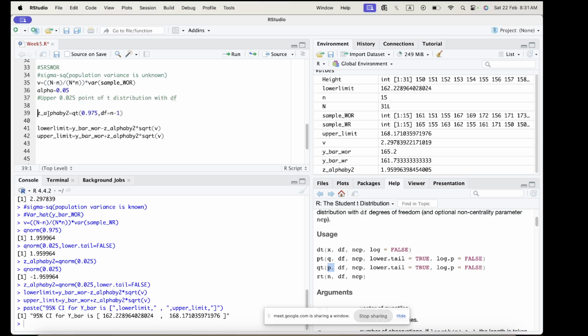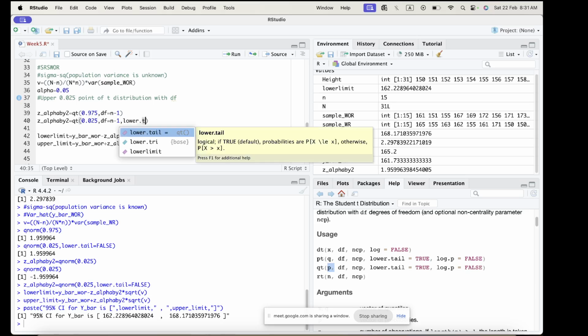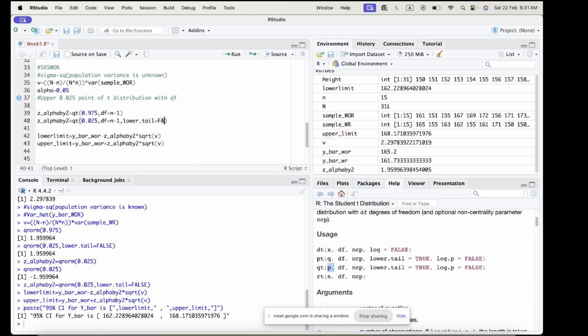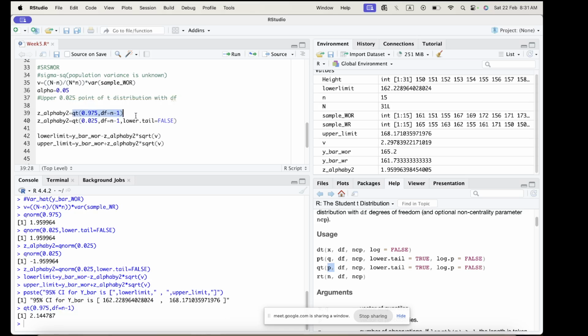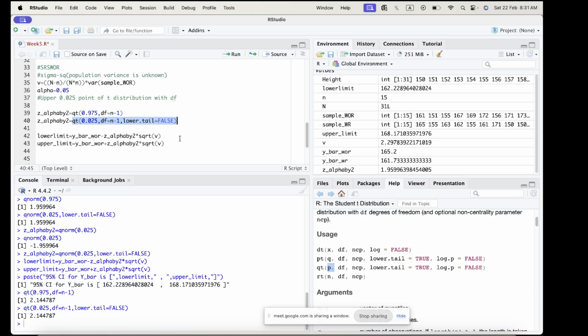Or if I have to write it alternatively, I could just give 0.025, df equal to n minus 1, and then I must specify lower.tail equal to FALSE, because this Z alpha by 2 is actually the upper alpha point. So you see this one is 2.144, same as this one. It's the same thing.